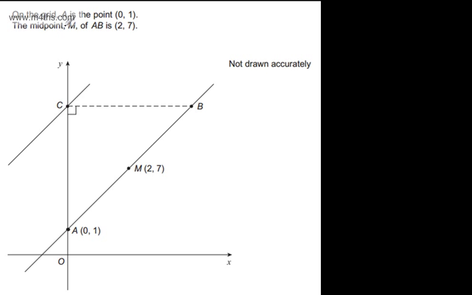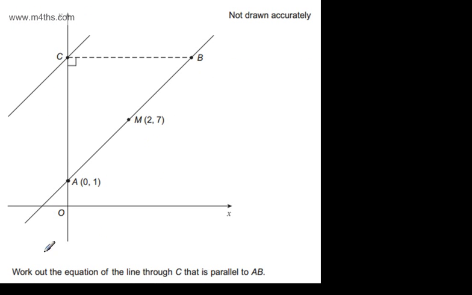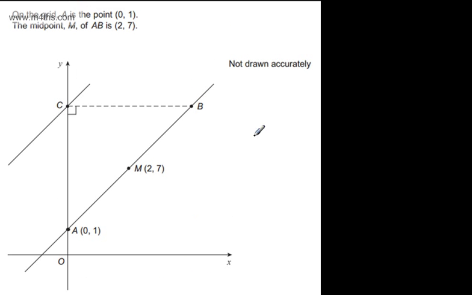On this one, it says on the grid, A is the point (0, 1). The midpoint M of AB is (2, 7). We're asked to work out the equation of a line through C that is parallel to AB. For the equation of a line, we need two things. We need a point that it goes through. We don't need the y-intercept. We just need a point, and we need a gradient. That's all we need for the equation of a straight line.